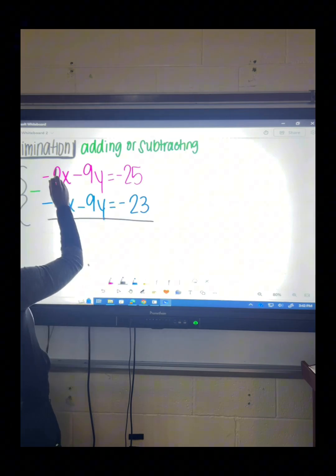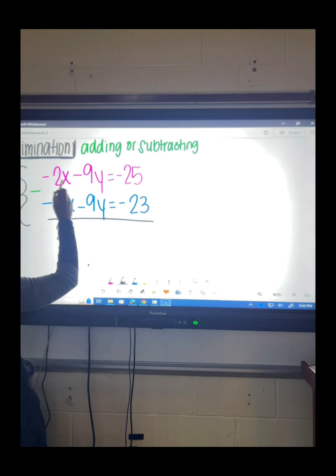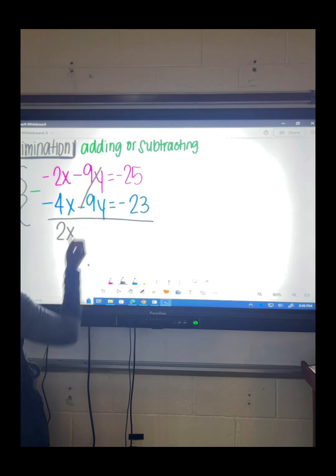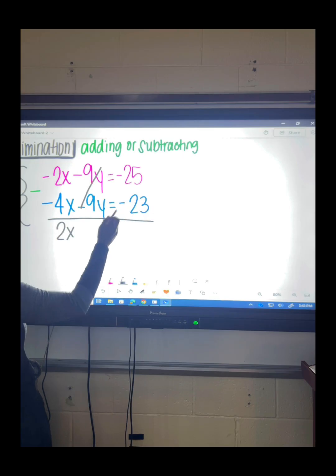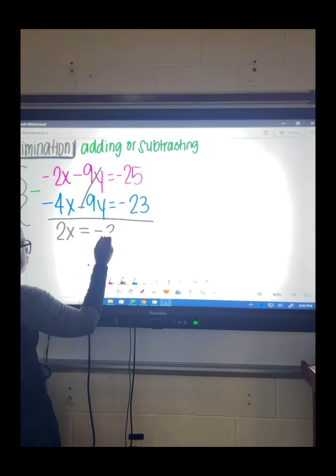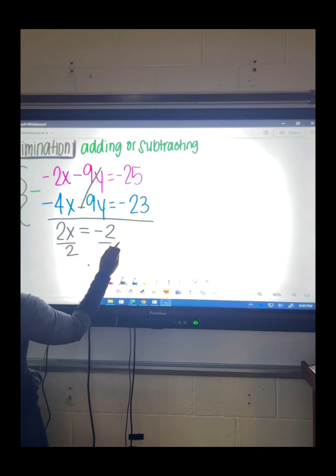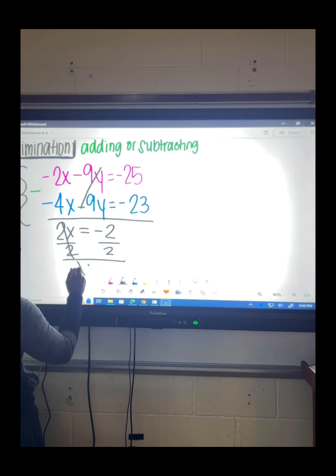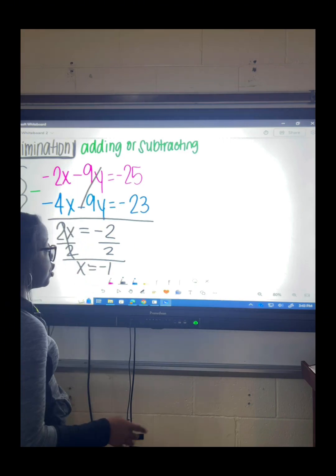Okay? When I say -2 minus -4, that gives me 2x. And then when I say -9 minus -9, that cancels out. And when I say -25 minus -23, I get -2. And now I'm ready to divide. So I'll say 2x equals -1. Bam, I got x. Now I take x and I plug it into either one of my equations. It does not matter which equation you pick.